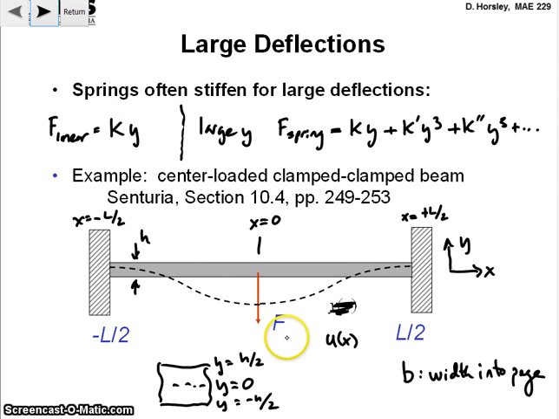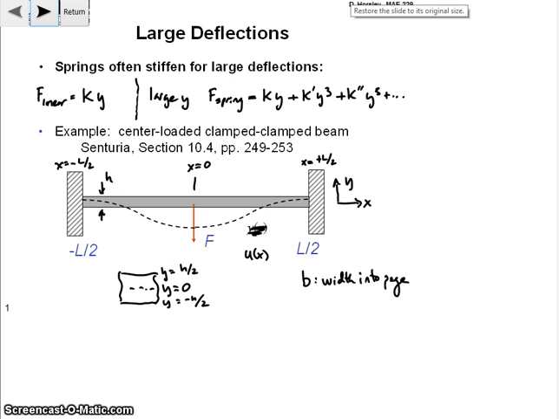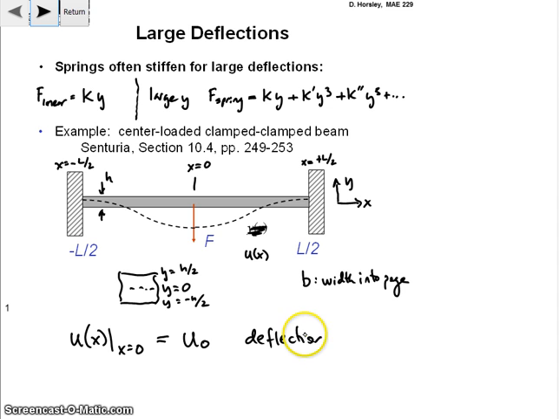And so what I'm going to do is, I need to expand this a little bit. So we've got u of x as some function. We're going to say u of x evaluated at x equals 0. That's the deflection at the center of the beam. I'm going to call that u naught. Okay.